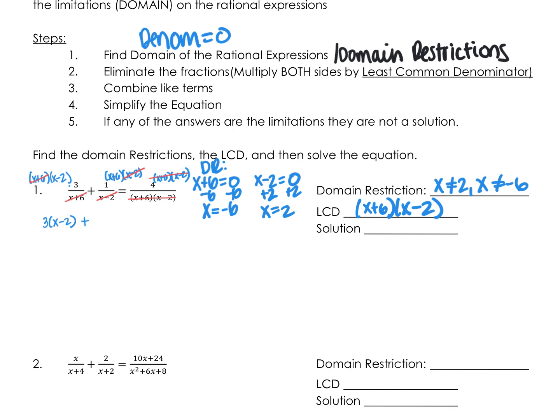We got a plus sign. And then in the middle here, what do we have left? 1 and x plus 6, so 1 times x plus 6. And then over here, what's the only thing we have left? 4. So now we can distribute, combine like terms, and solve, right? So go ahead and finish this. Distribute, combine like terms, and solve.